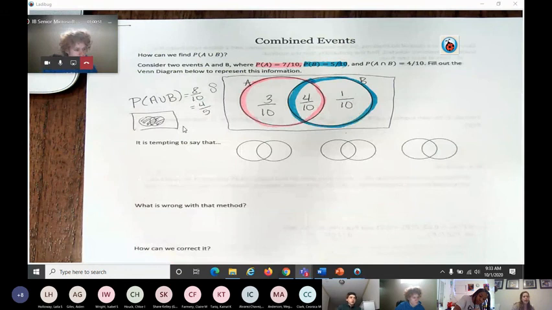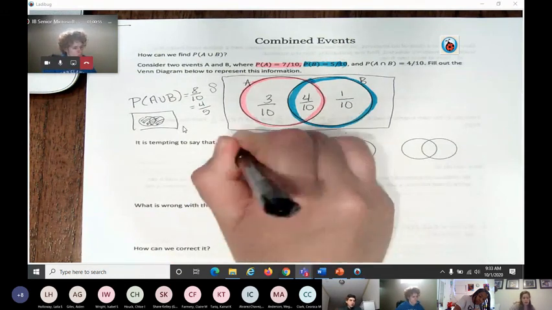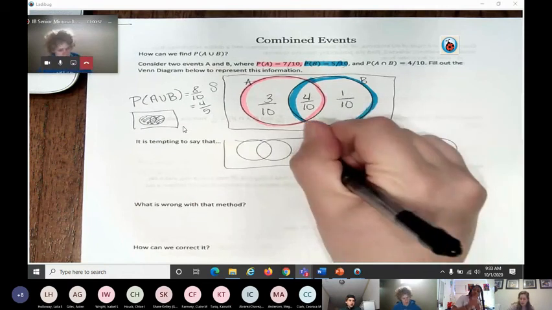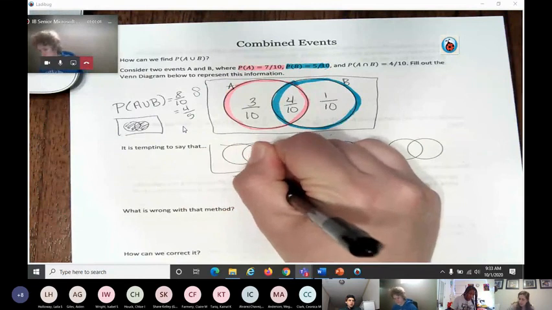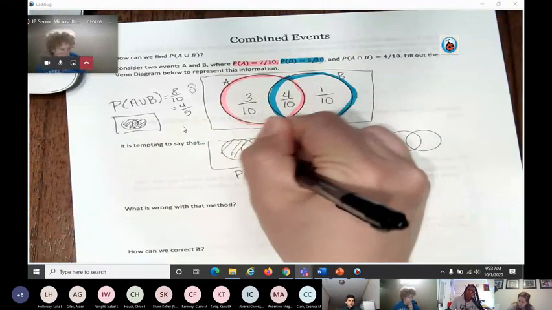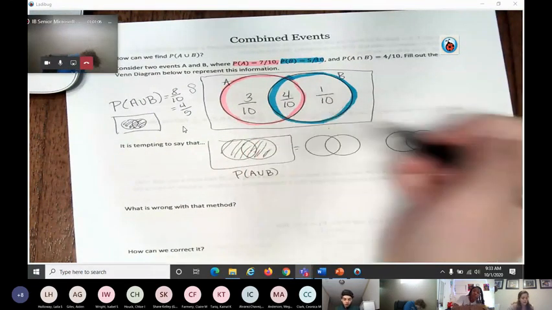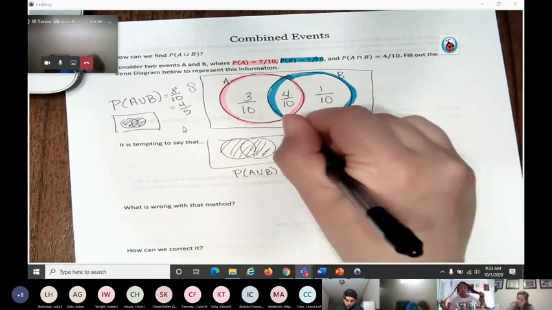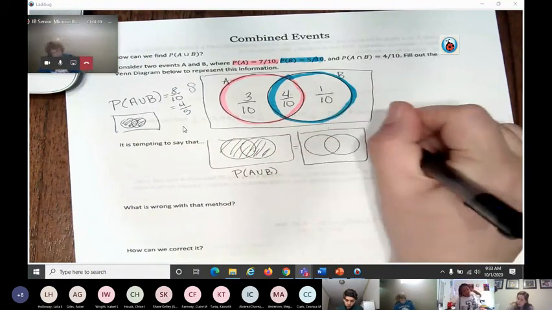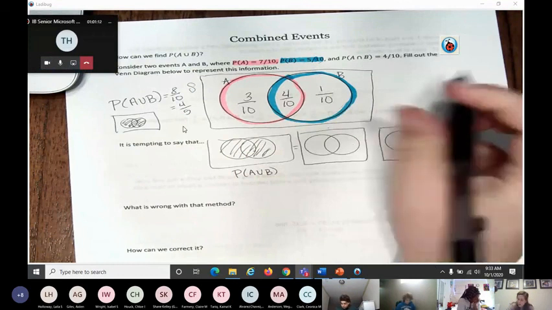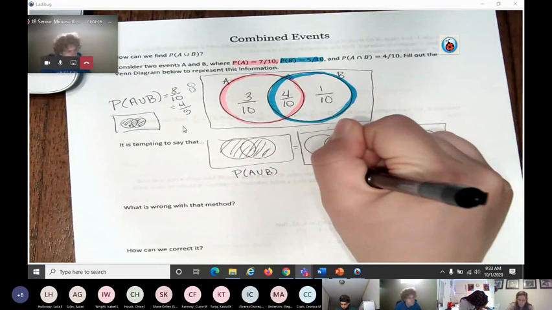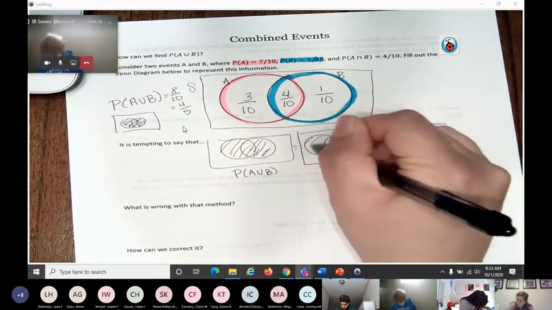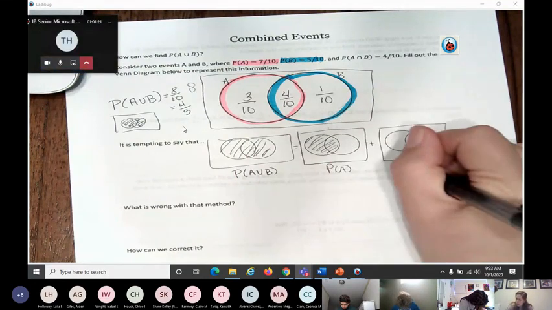Now it is tempting to say that the probability of the union of A and B, which is all of this stuff, is equal to the probability of A plus the probability of B.